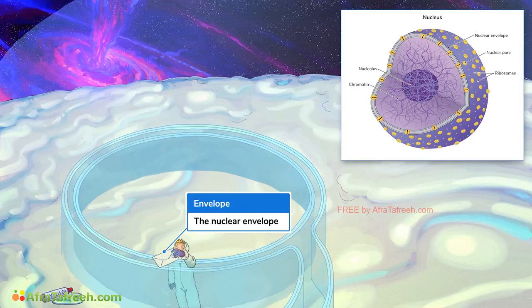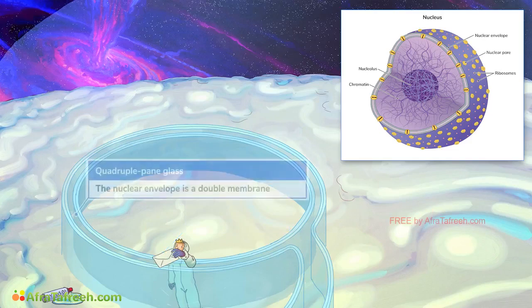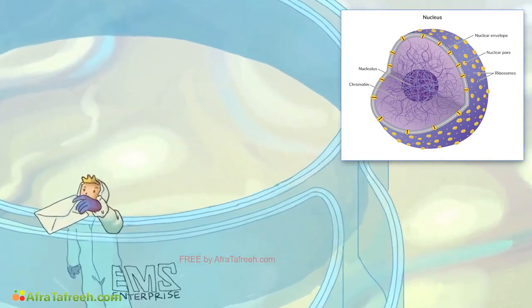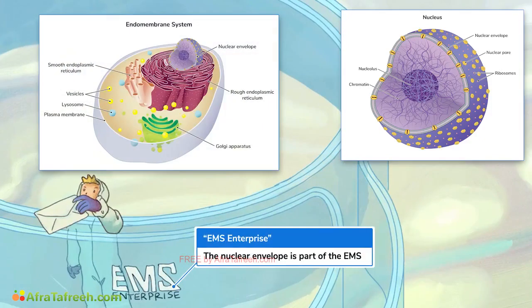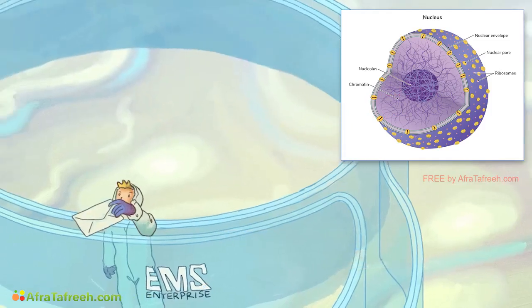And did you notice I said double membrane? That's 2 phospholipid bilayers. This thing is quadruple paned to show the 2 bilayers of the nuclear envelope. The nuclear envelope is a part of the endomembrane system. The endomembrane system, or EMS, is the group of organelles involved in modifying, packaging, and transporting lipids and proteins. To represent this, there's an EMS Enterprise logo on the command center glass. Be sure to look out for more EMS logos as we explore the rest of the spaceship.